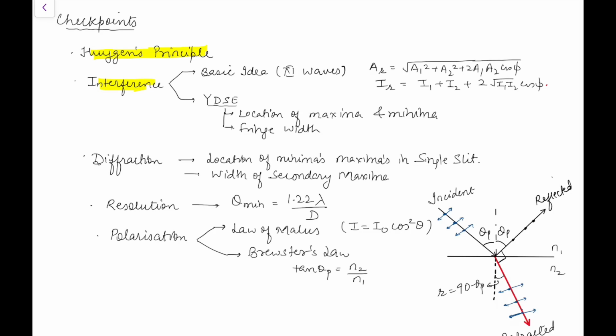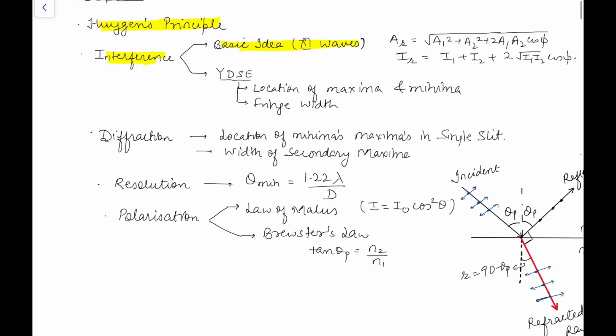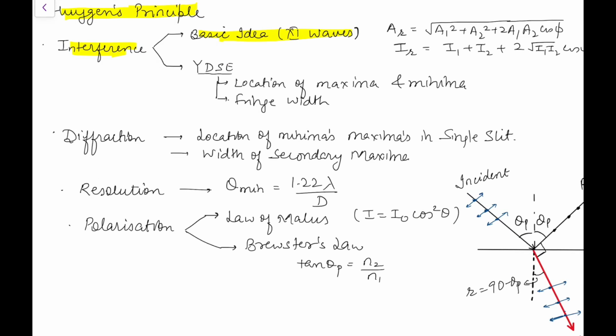Before interference you should be very much aware of the 11th class waves topic, where you study superposition. Whenever waves combine, the resultant amplitude is given by the phasor method, AR is under root A1 square plus A2 square plus 2A1A2 cos phi, and similarly the intensity. The same thing we use in YDSE. So you need to know the setup, where the maximas and minimas are, what the fringe width is, how the fringe width varies with different factors, and what happens when one slit is covered with a transparent slab or the medium is changed. You need to remember all these things.